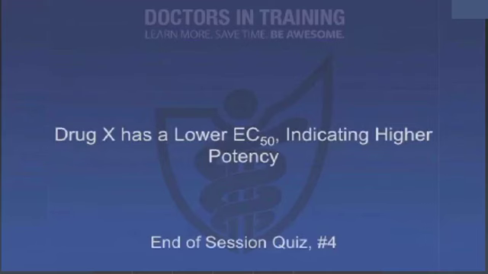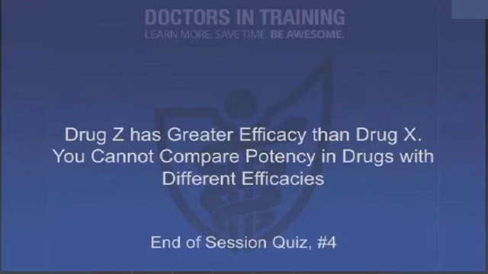Which drug is more potent? Well, drug X has a lower EC50, and this indicates a higher potency. Drug Z is capable of lowering the systolic blood pressure 25 millimeters of mercury. Compared to drug X, does drug Z have greater potency or greater efficacy or both? Well, drug Z has greater efficacy than drug X, but you can't compare potency in the drugs with different efficacies.